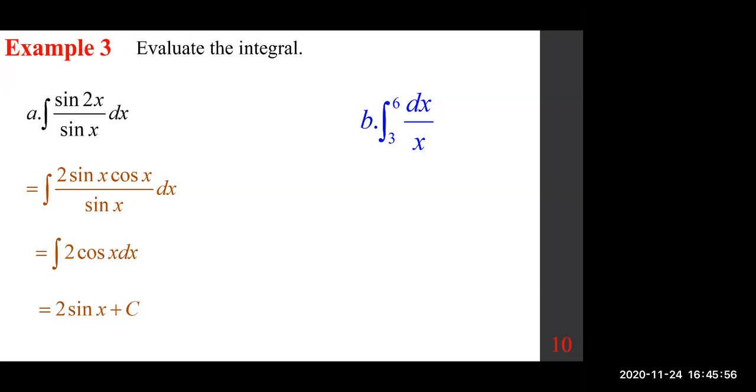So I hope you realize using the identity makes it a piece of cake to finish the job. The next one, we know the answer is natural log. We just evaluate it from 3 to 6. So ln 6 minus ln 3. If you left it like that, it's okay, but I hope you realize it's ln of 6/3 or ln 2. That is one of those logarithmic properties, class. I hope you remember.